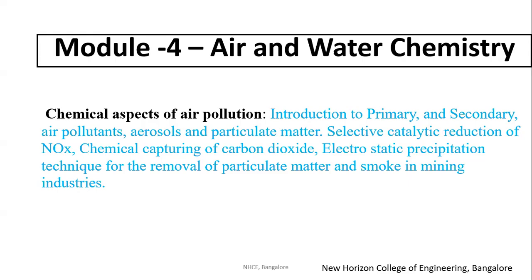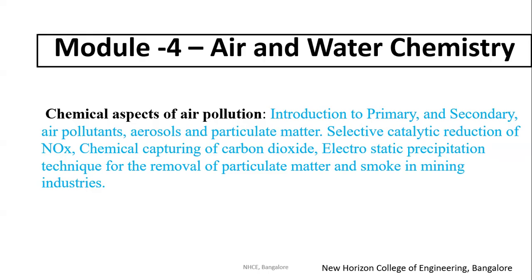Presently, in this class, we are discussing different chemical aspects of air pollution, different types of air pollutants, and how to control the different kinds of contaminants present in the air. There are primary and secondary air pollutants, and we will see how to control them by various technologies, like absorption of carbon dioxide, how we can control carbon dioxide, how to control particulate matter in the air, and the smoke from mining industries. We are going to discuss this in detail in this part, that is air pollution.